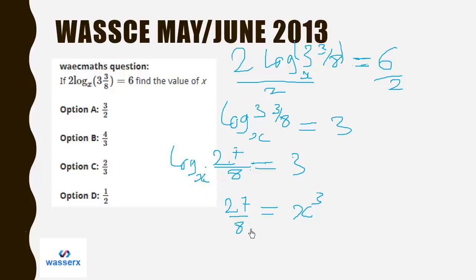Now over here we can rewrite this, or we can take the cube root of this, or write this as a number raised to the power 3. So we have 3 over 2 all to the power 3. That will give us 27 over 8 is equal to x to the power 3. So now, because the exponents are the same, we can write that the bases are also the same. Therefore x is equal to 3 over 2. You could also decide to take the cube root of both sides. So the result is A.